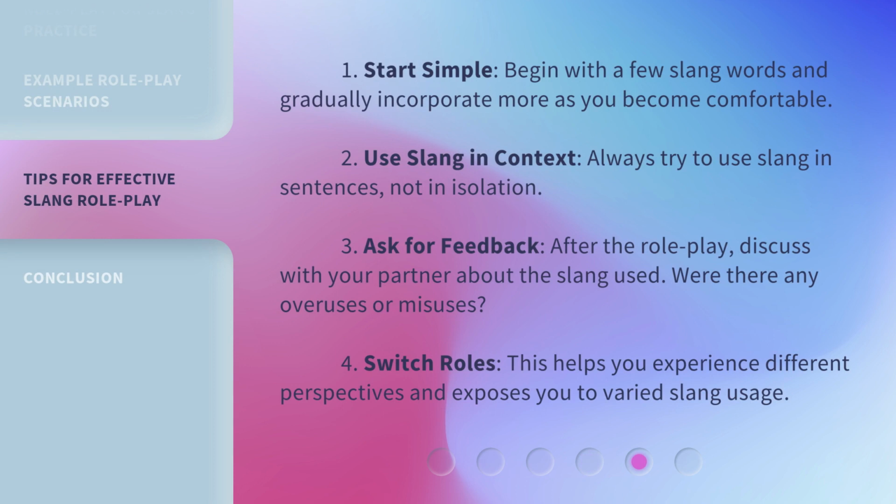1. Start simple. Begin with a few slang words and gradually incorporate more as you become comfortable. 2. Use slang in context. Always try to use slang in sentences, not in isolation. 3. Ask for feedback. After the role play, discuss with your partner about the slang used. Were there any overuses or misuses? 4. Switch roles. This helps you experience different perspectives and exposes you to varied slang usage.